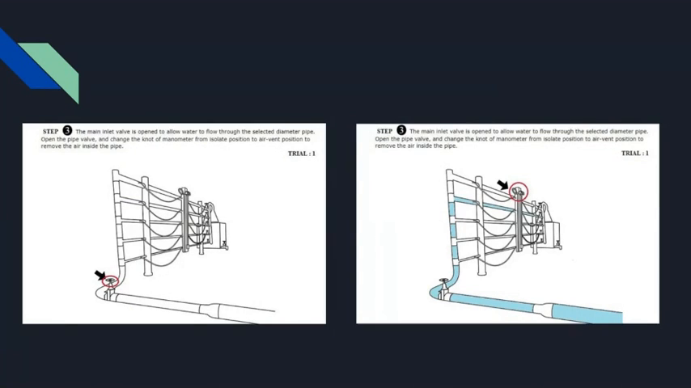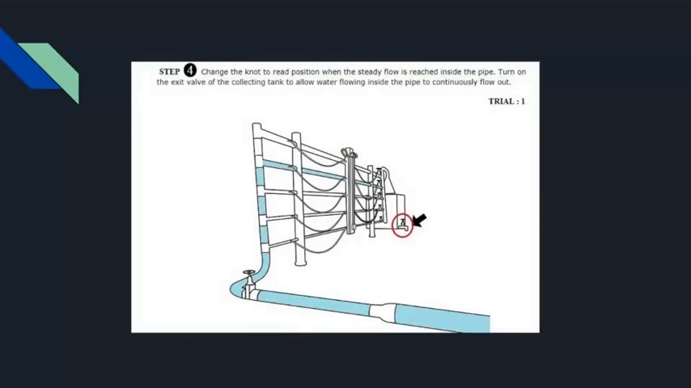The pipe valve is opened and the knob of the manometer is changed from isolated position to air vent position so as to remove any air bubbles present in the pipe. Now, we wait until the steady flow is reached inside the pipe. Steady flow is defined as the condition when the position of a particle does not change with respect to time inside the fluid.